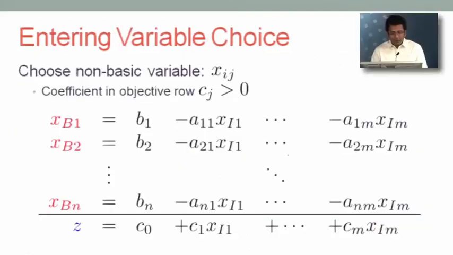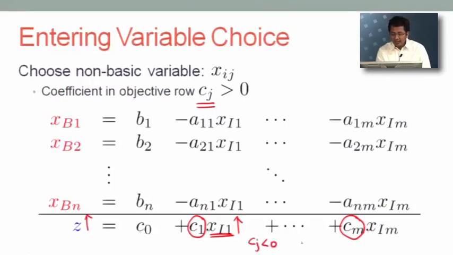So what is formally an entering variable? Formally, you look at the dictionary and you say an entering variable is one for which the coefficient in the objective row, Cj, is positive. What that means is if the corresponding variable increases, then z increases. If Cj is negative, then if xj increases, then z will decrease, and we do not want that. So if the corresponding entry here is positive, then the variable can be a candidate for entering. We'll keep this in mind and come back.